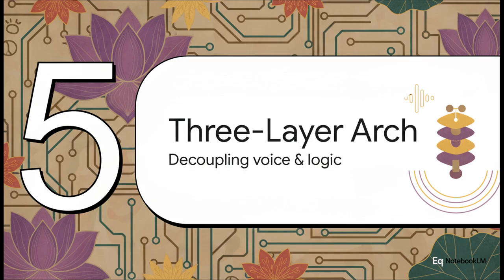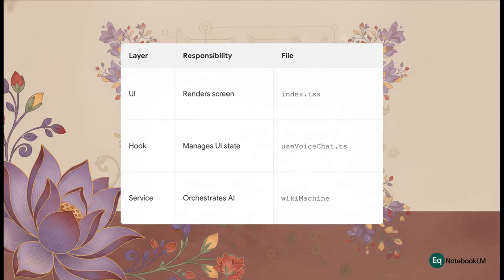Section 5. The three-layer architecture. Decoupling real-time voice and logic. Now, what's really interesting about this is how Clanker uses a distinct three-layer design pattern for its real-time voice features to strictly divide responsibilities. At the top, you've got the UI layer. It does nothing but render the screen and capture user taps. Below that is the hook layer. This is where you have a controller hook wiring things up to a dedicated hardware hook, like useLiveAudioIO, which strictly handles the microphone and speakers.